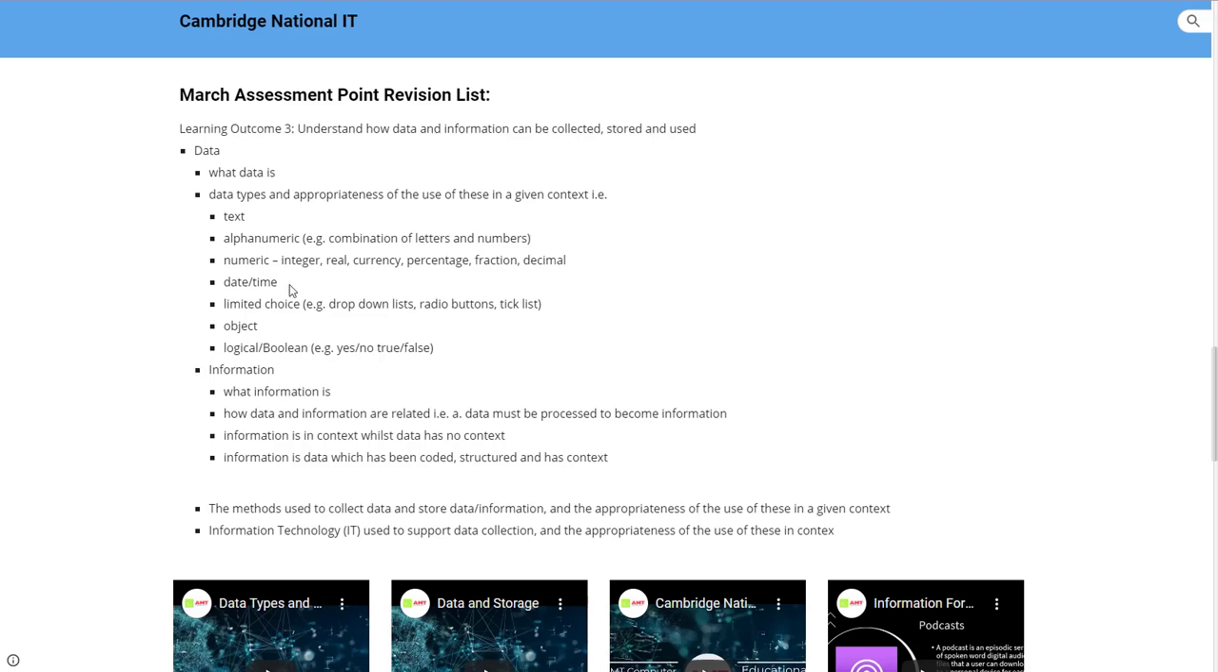Okay, I'm going to talk you through now the March Assessment Point Revision Checklist, and this assessment is going to be all on Learning Outcome 3, which is to understand how data and information can be collected, stored and used. Each of these bullet points need you to be able to understand them and be able to apply them to a given context. Now naturally, you don't really understand all contexts in the world. Who would? But what you should have is enough knowledge to be able to say with confidence which of the following could be used and when.